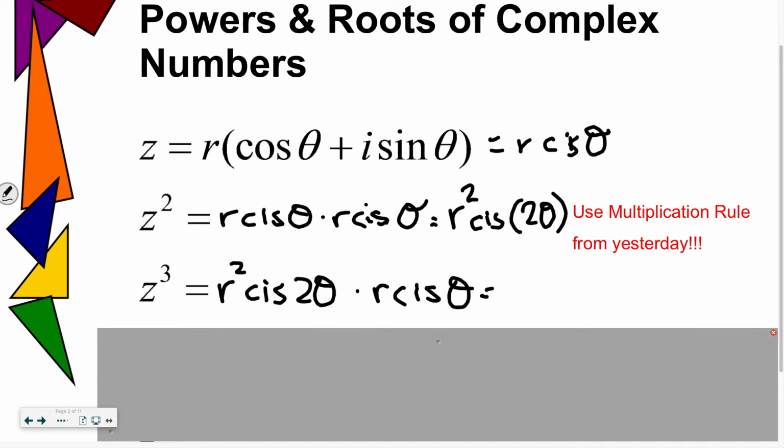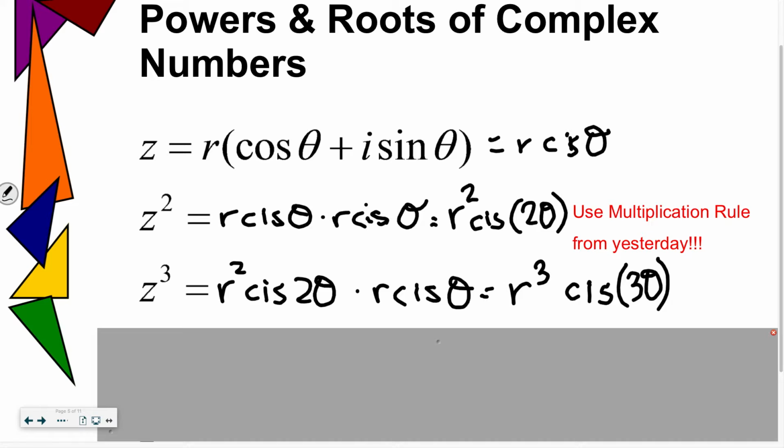Well, again, apply my multiplication rule. Multiply the modulus, add the arguments. R squared times r is r cubed. 2 theta plus theta, 3 theta. Oh my, I think I'm seeing a pattern. Could you predict what you think z to the 4th will be? What do you think? Say it out loud. R to the 4th, cis 4 theta.